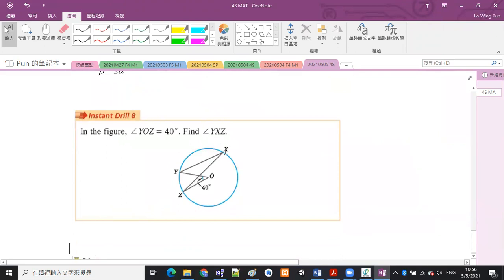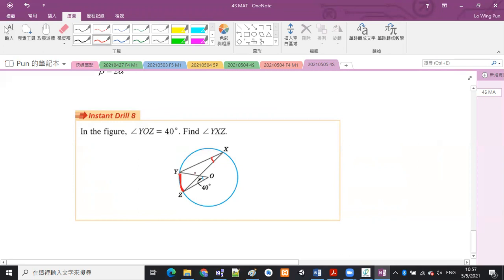Angle YOZ is equal to 40 degrees. And the question asks us to find angle YXZ. Okay, YXZ is an angle at circumference, and it is looking at this arc YZ, right? Arc YZ. And this 40 degrees is also looking at the same arc.